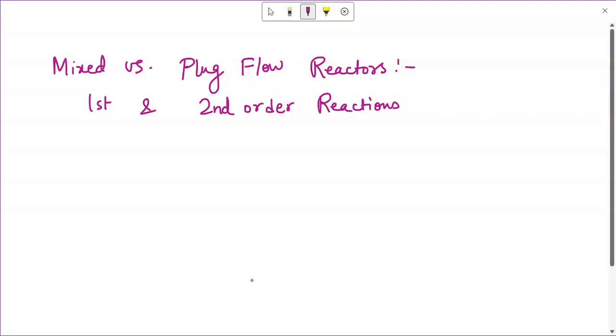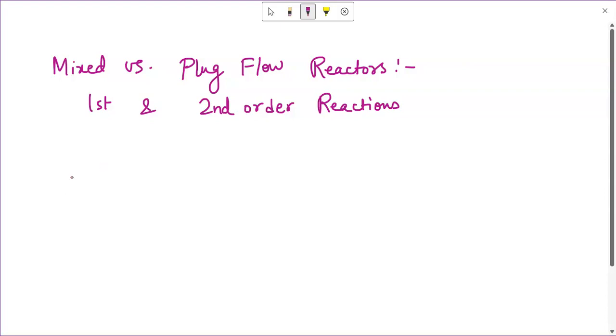Hi, in this video we are going to talk about the mixed and plug flow reactors and their size requirements for single reactions. We are going to focus our discussion on first and second order reactions. For a given duty, or a given task that you want to achieve using the reactor, the ratio of the sizes of mixed and plug flow reactors will depend on certain factors.